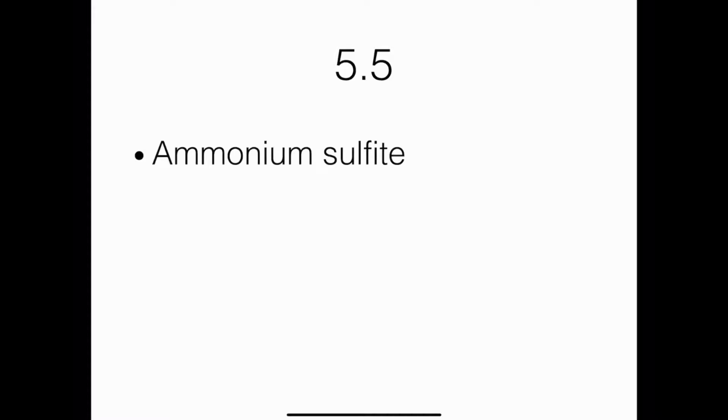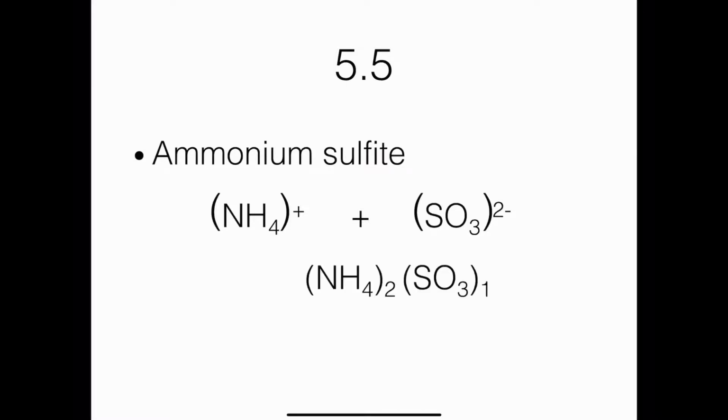Ammonium sulfite. Ammonium is the only polyatomic cation. So we start with NH4 plus, which is ammonium, and then we're combining that with sulfite, which is SO3 with a -2 charge. So again, put parentheses around the base of your polyatomics. In this case, we have 2 of them. Do your crisscross. We have NH4 in parentheses with a 2 on the outside and SO3 in parentheses with a 1 on the outside.